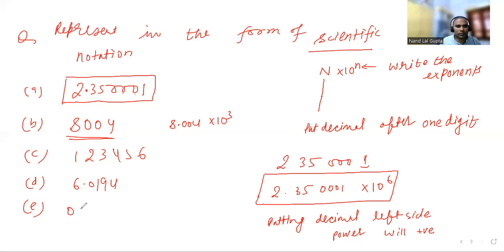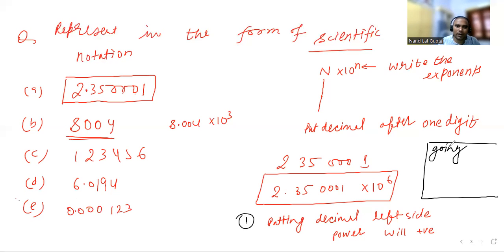Acha. You tell me the E number: 0.0000123. Now, what is the E value? If you are going right side, the power will be negative. How many digits are you going right? That you have to count. Going right means the power will be negative.